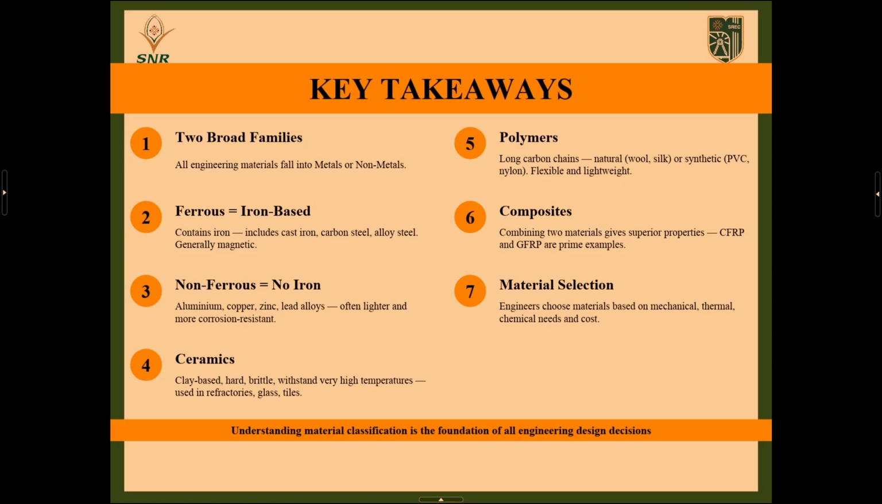Material selection: the engineer chooses a material based on the requirement and mechanical properties. Understanding this material classification is the foundation for all engineering design, and based on the engineer's decision we can use it in any application. Today we saw the classification of engineering materials with different applications based on the engineer's choice. Thank you.